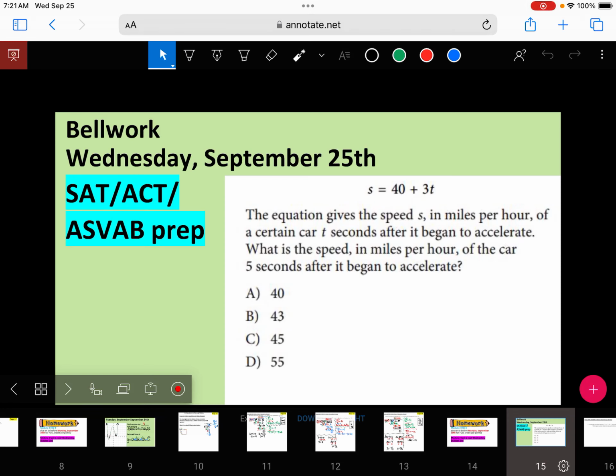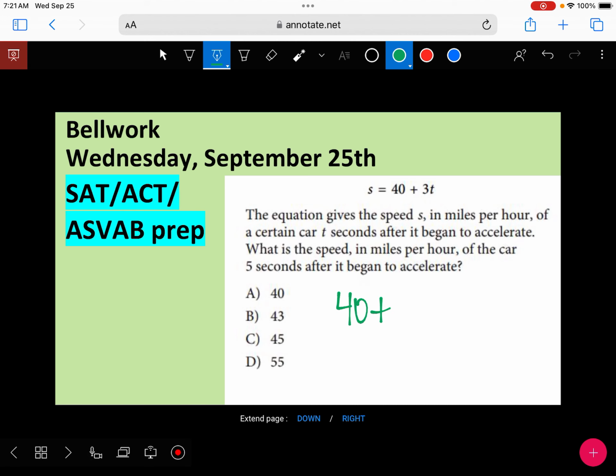So we got 40 plus 3 times 5. And then we know that 3 times 5 is 15. And then 40 plus 15 is 55. So the answer would be D.